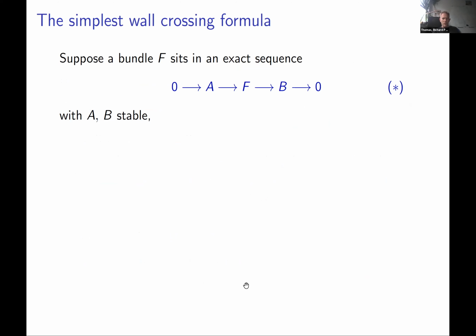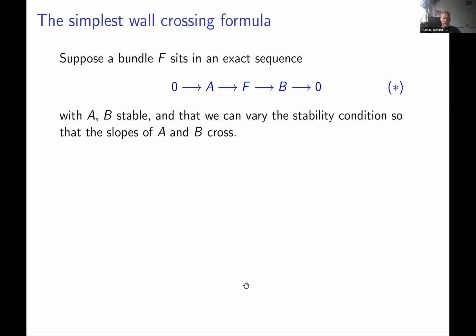So suppose you have a bundle or a sheaf sitting in an exact sequence like this. This is the simplest possible case where A and B are stable, and we're going to vary the stability condition, so maybe the polarization or the Kähler form, so that the slopes of A and B cross. So on the wall, the slope of A equals the slope of B. This is the wall in the space of Kähler forms, or in the ample cone tensor Q or something. On the wall, the slopes of A and B are the same.